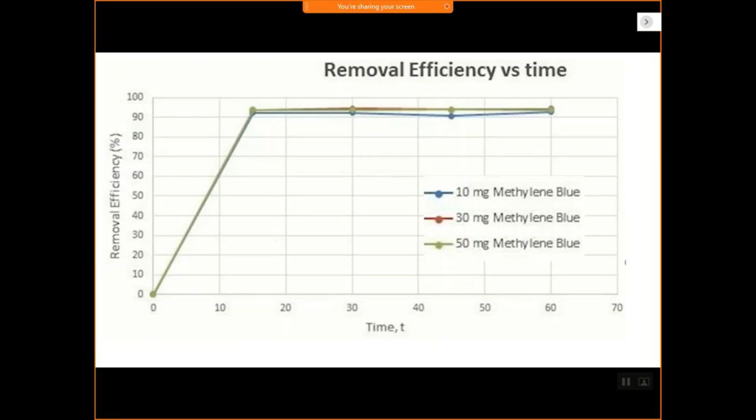And then, actually, this is minutes at the bottom, if I remember right. And then the removal efficiency. So it looks like after 15 minutes, for everything that they've got there, it's removed. That means they removed about 95% of the methylene blue that was contained in that beaker. So it worked really well after about 15 minutes.